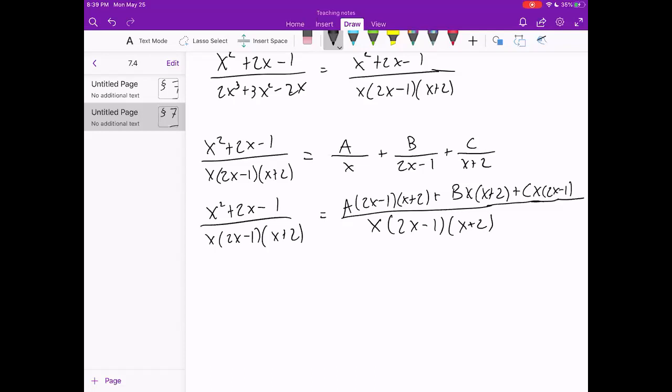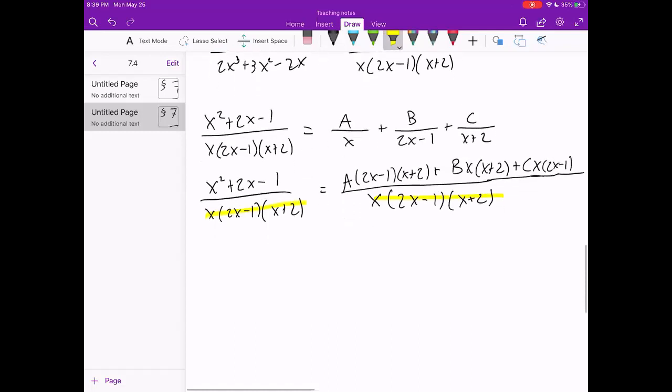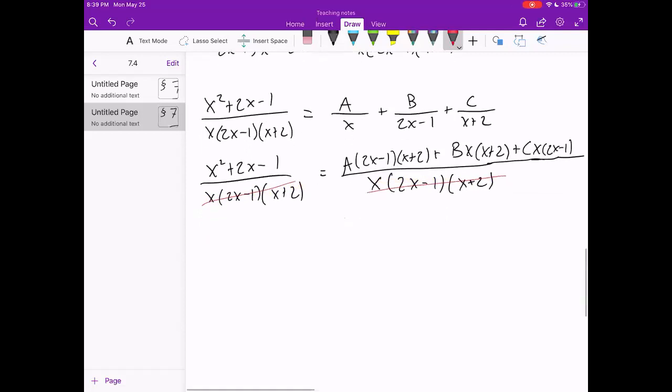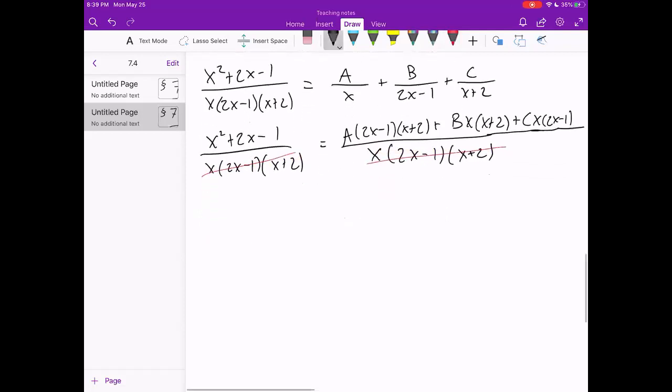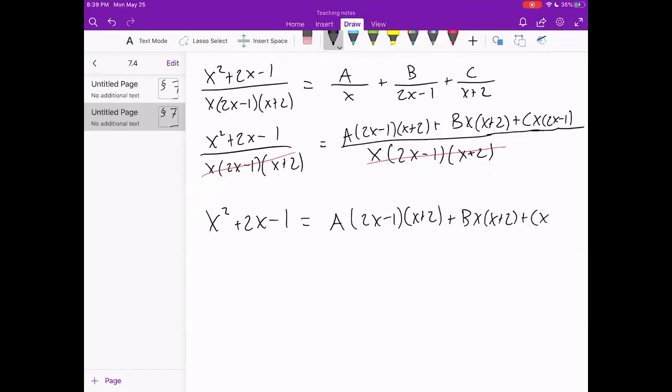All right, so what you'll notice now is I have the same denominator on both sides, so I can cancel that out. So those cancel. Now I'm going to have x squared plus 2x minus 1 equal to A times (2x minus 1)(x plus 2), plus Bx(x plus 2), plus Cx(2x minus 1).